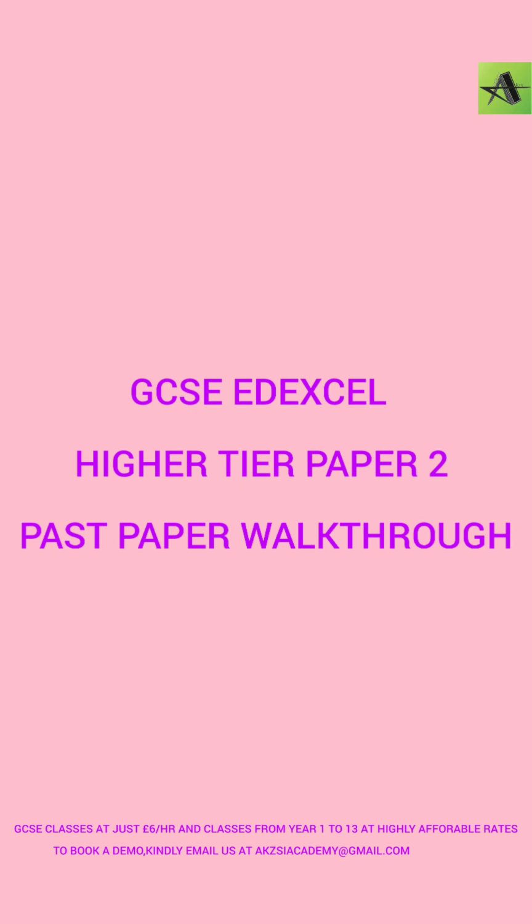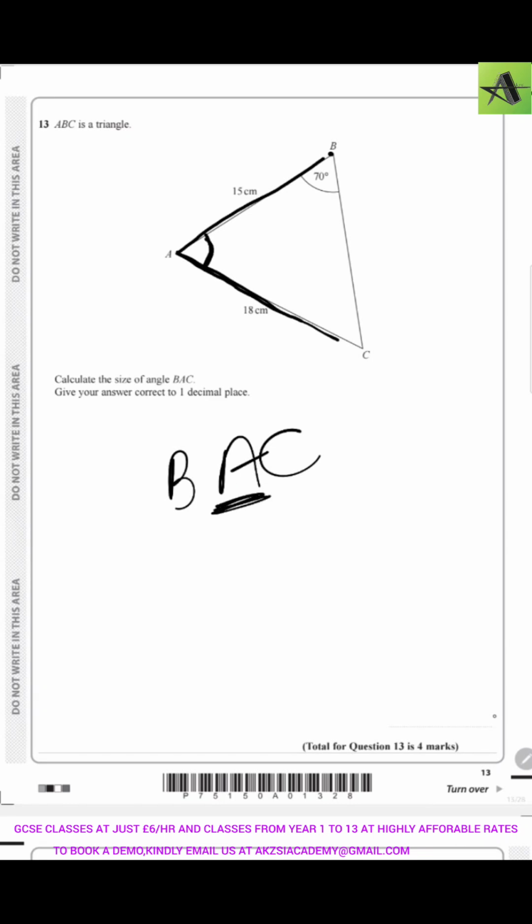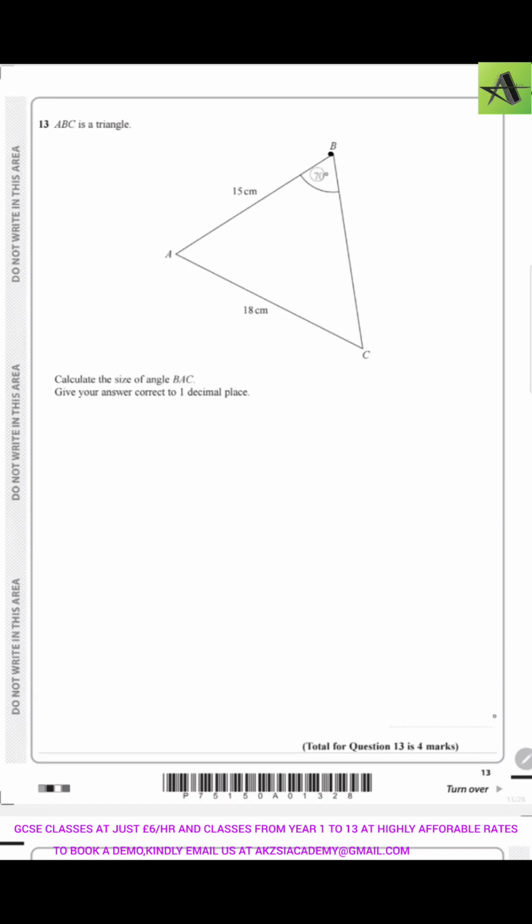Okay, now let me start with question number 13. Basically, a triangle is given, and we have to calculate the size of angle BAC. Angle BAC means this one. Many students get confused in locating the angle. You just need to see BAC. Start with B, then come to A, and then go to C. Basically, they have given the path. The center one, the angle would be at that one. So this one is your angle BAC, and they are asking you to calculate it.